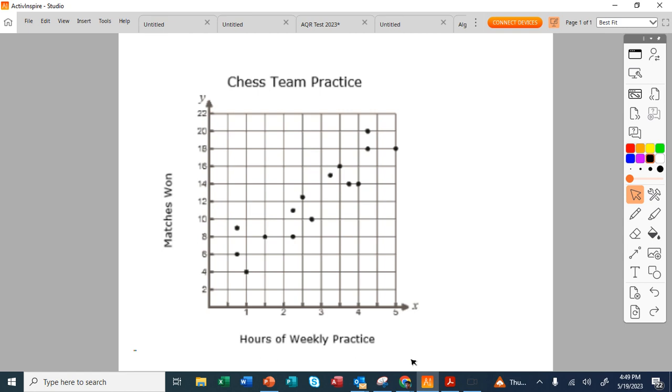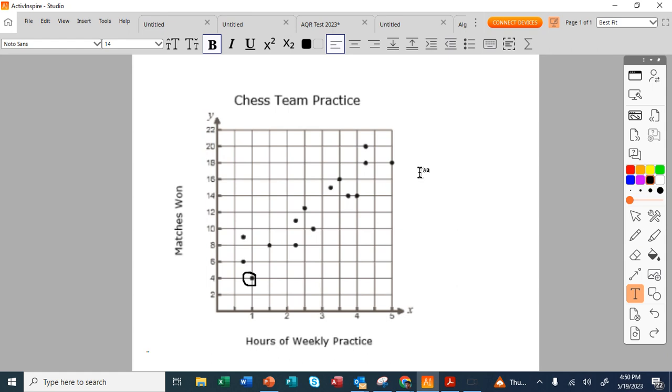So just so you can see how we're going to get the data into Desmos, let's make sure we can read these data points. For instance, let's look at this point right here. That is the point for 1 hour. When they practice for 1 hour, they won 4 matches. Okay, that's how you read the points. Let's move that so you can see where it is.